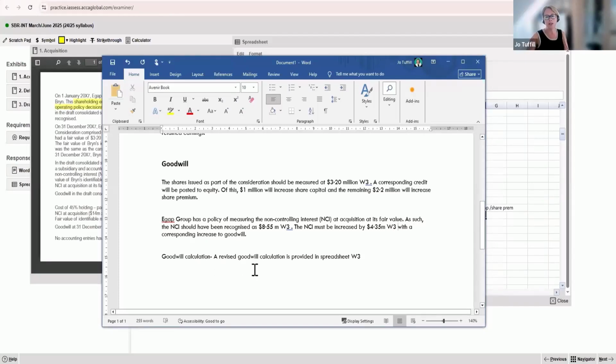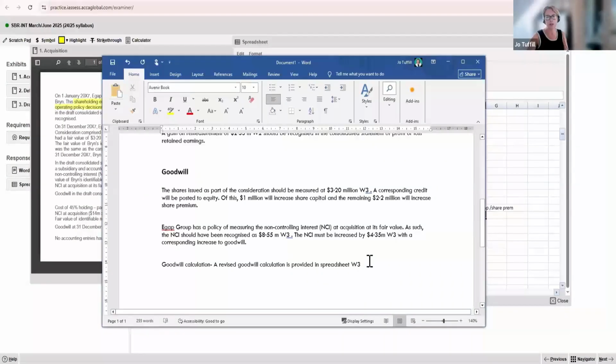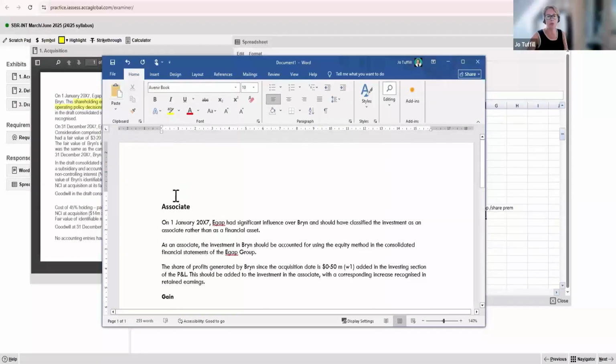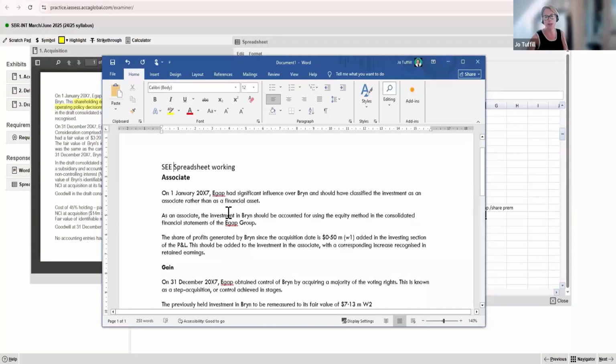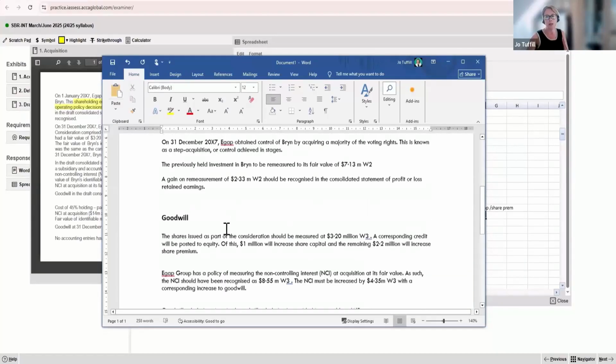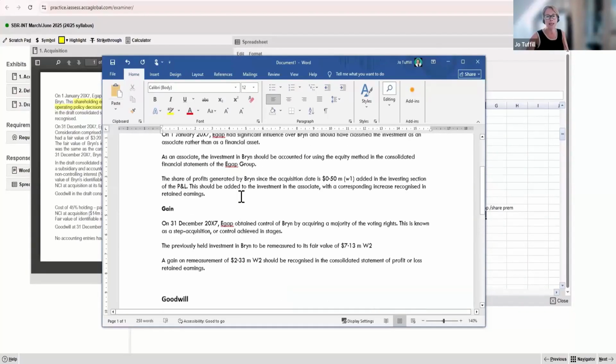The goodwill calculation, a revised goodwill calculation, is provided in the spreadsheet, working 3. Don't even need to say working 3 in the spreadsheet. So probably at the top, you can write spreadsheet workings, or something like that. It makes it very clear to the marking team where those calculation marks are coming from. So that is part A done.